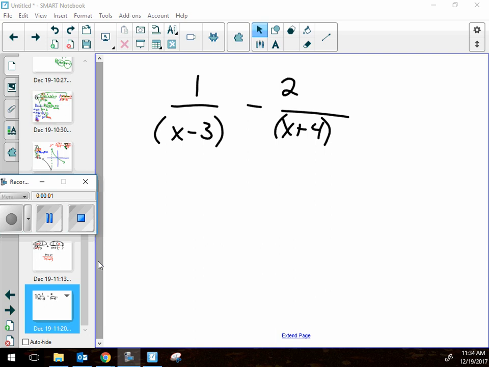Today it's a review for the test. The test is tomorrow. It's on rational functions, and we started off with an adding one. That was a little too easy. Now we're doing a subtract one.